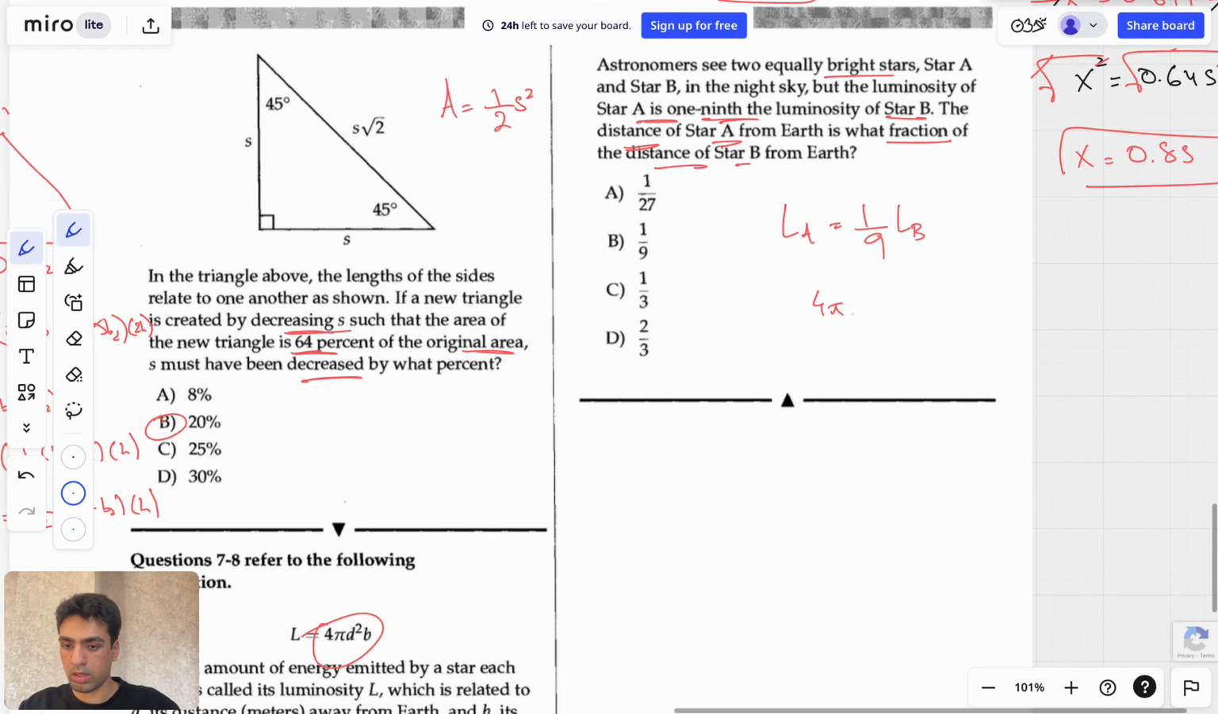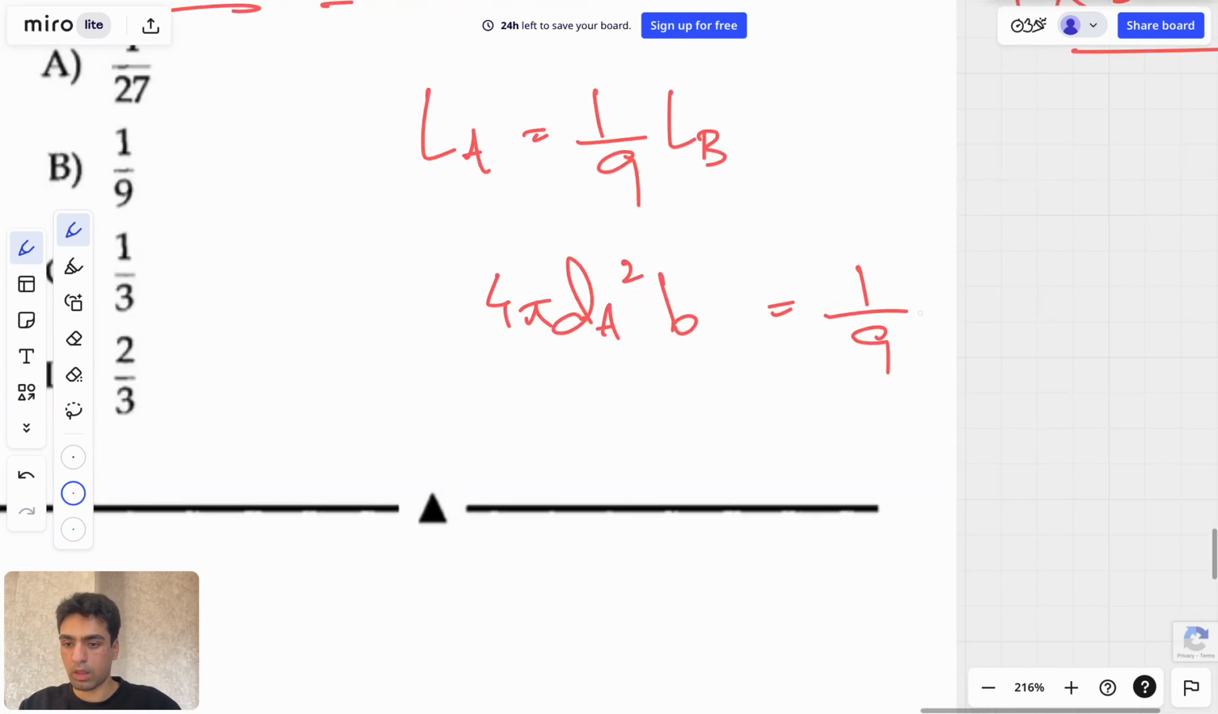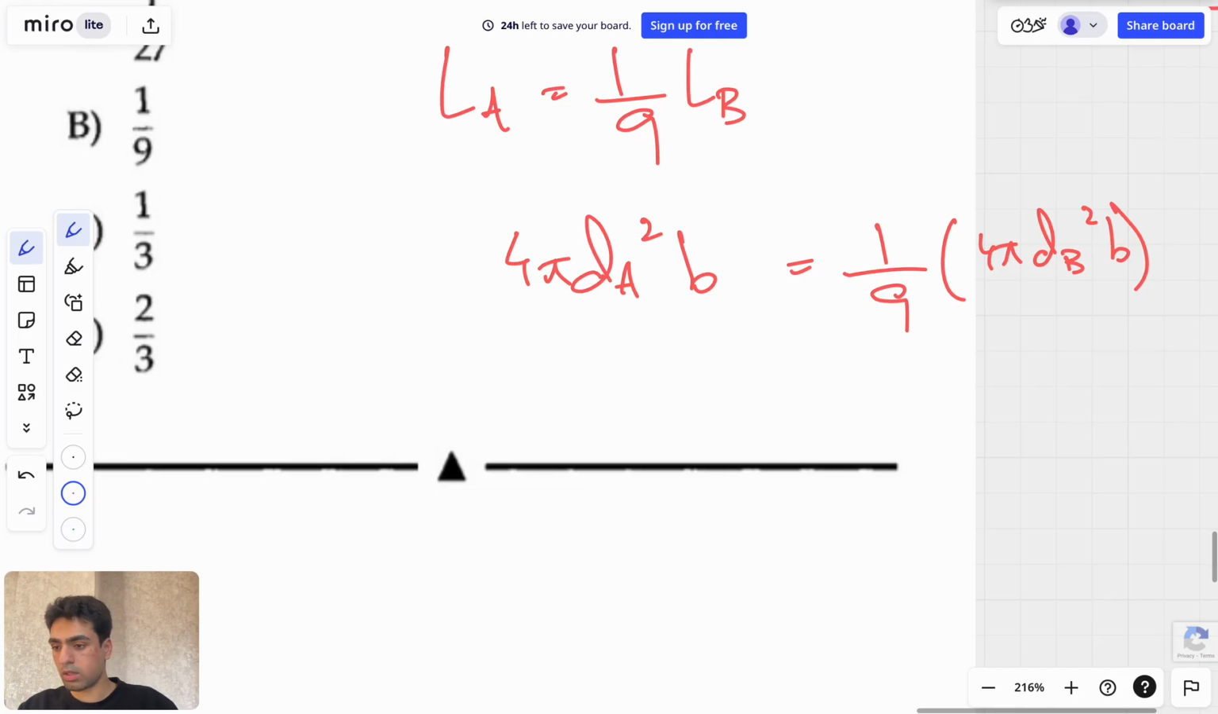4 pi dA squared b, and this is going to be 1 over 9 times 4 pi dB squared b. So I only added distance A and distance B. Everything else remains the same. You can cancel 4 pi and b. You get dA squared is equal to 1 over 9 dB squared.